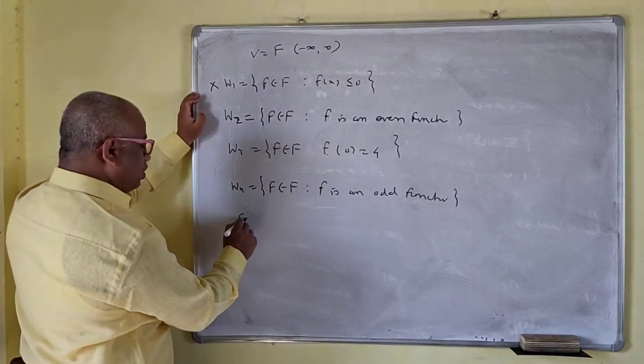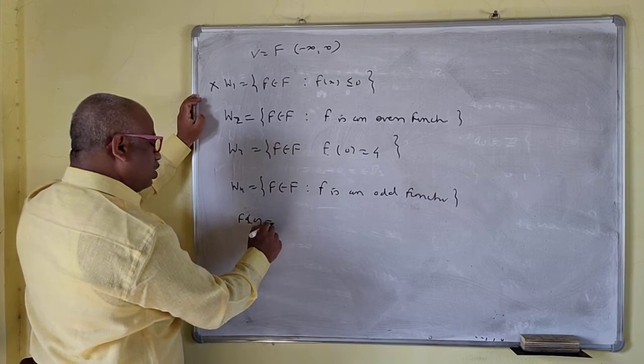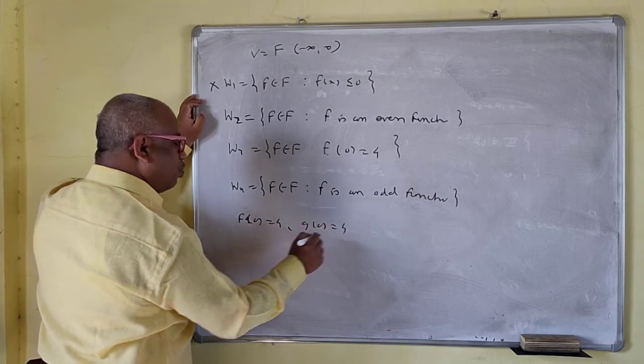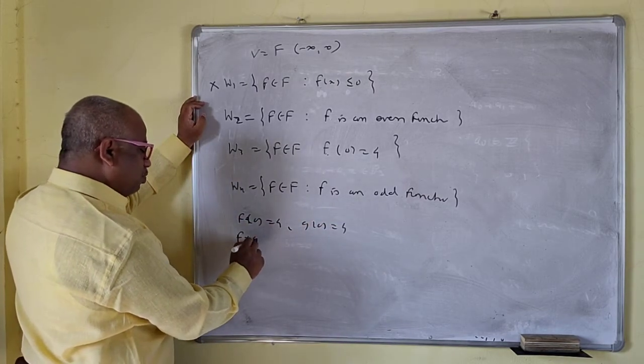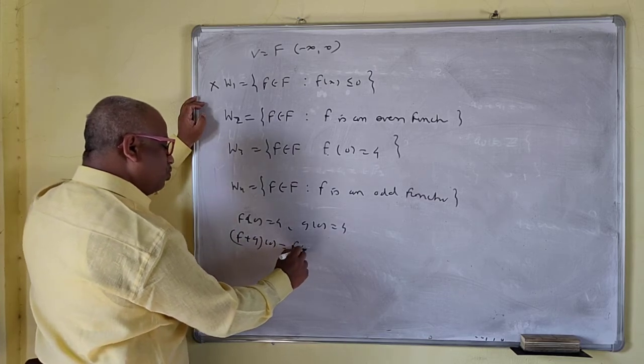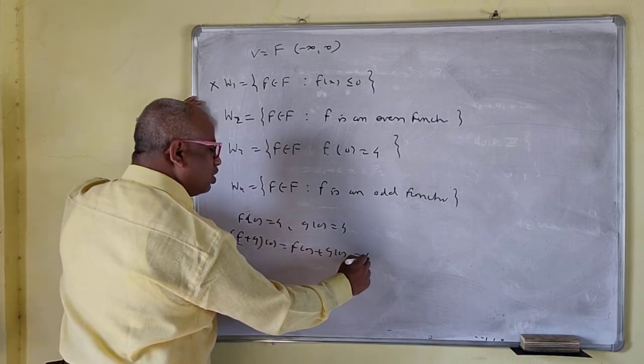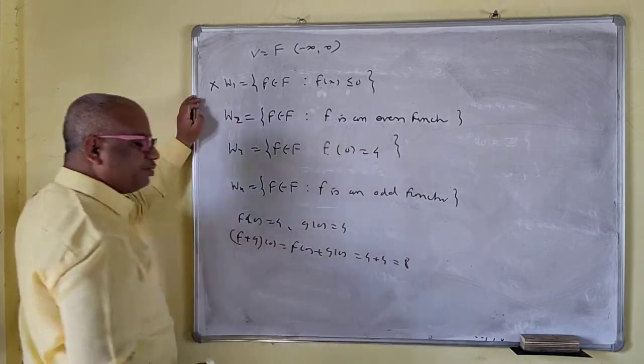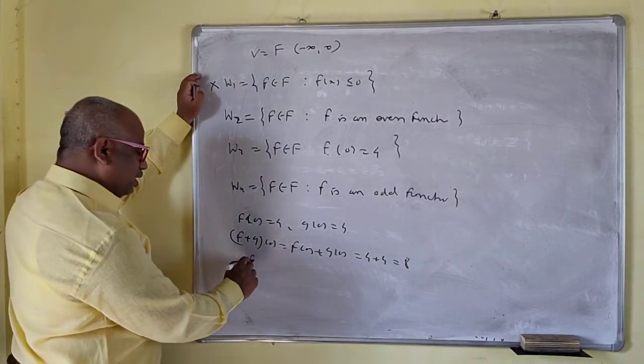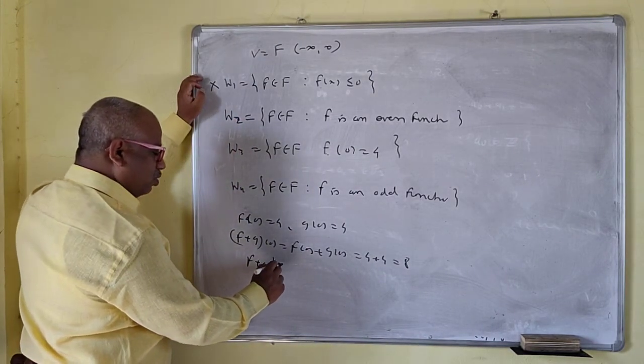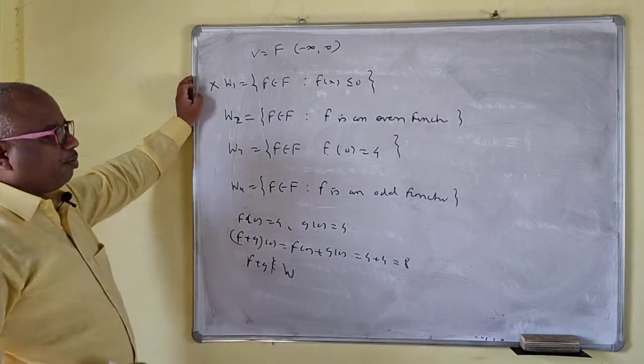So for what here? f of 0 is 4. g of 0 is also 4. Okay, so (f plus g) of 0 will be what then? f of 0 plus g of 0. So this is 4 plus 4, which is equal to 8. So f plus g does not belong to W.